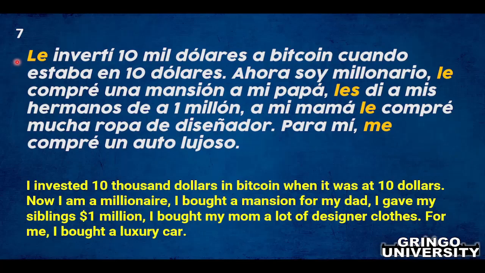I use here le because the Bitcoin is the one that received the $10,000. I use here le because my dad received the mansion. And I use les because my brothers received $1,000,000 each. And I put here le because my mother was the one who received the designer clothes. And I put this me because I received the luxury car. So let's continue.